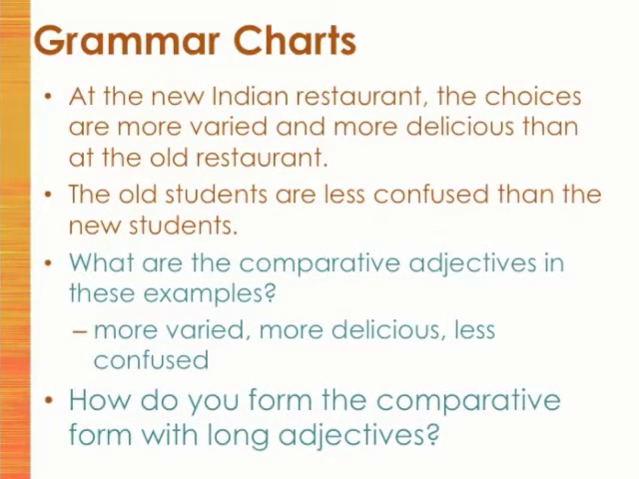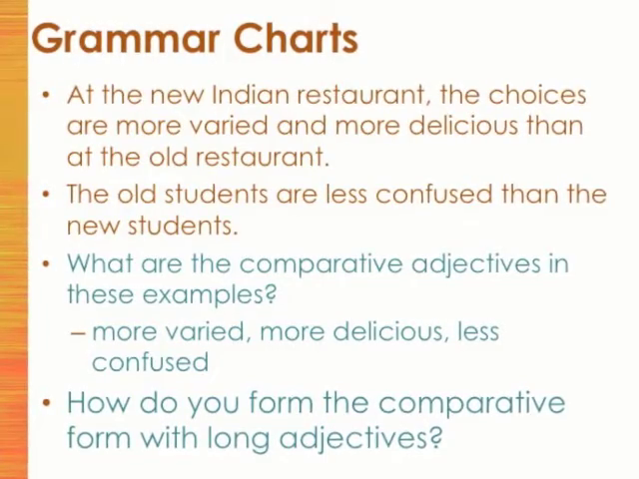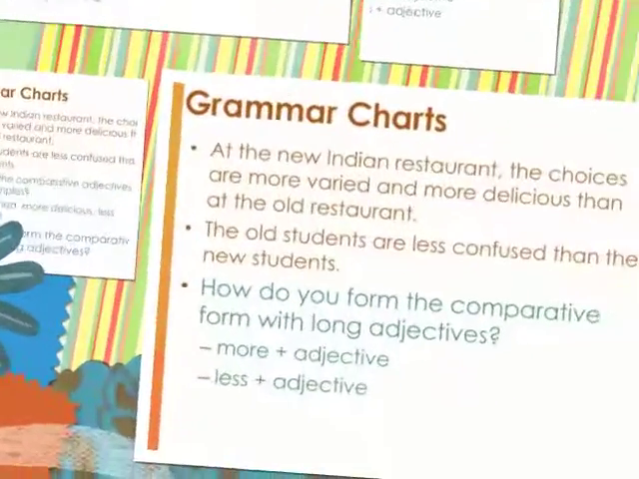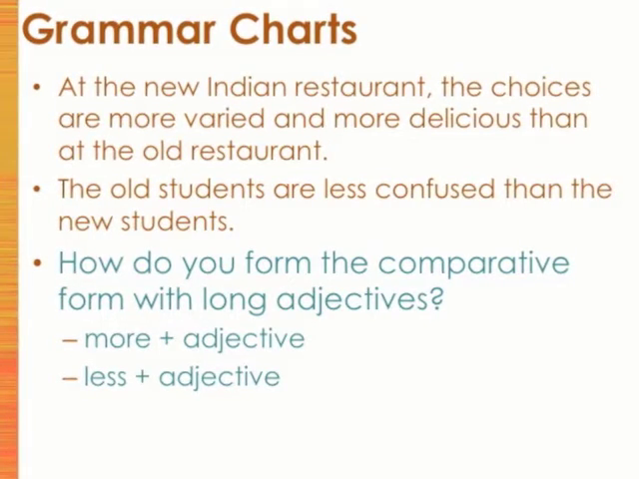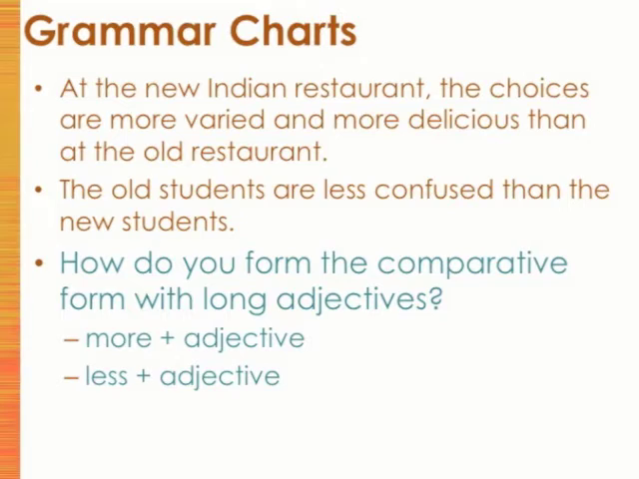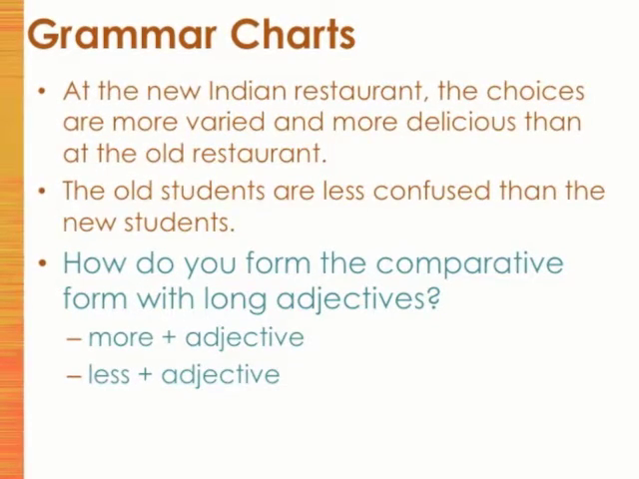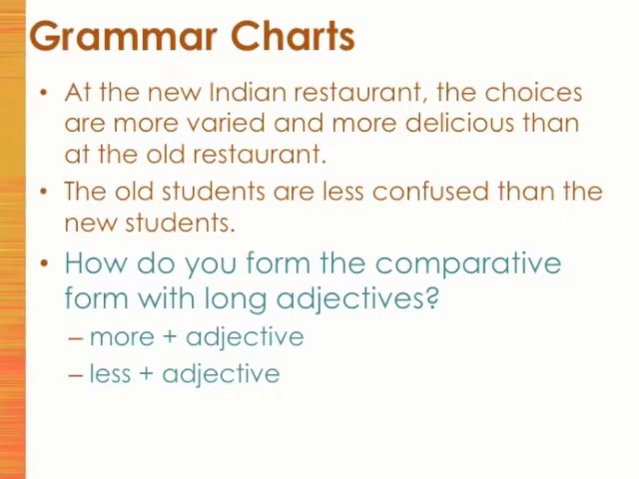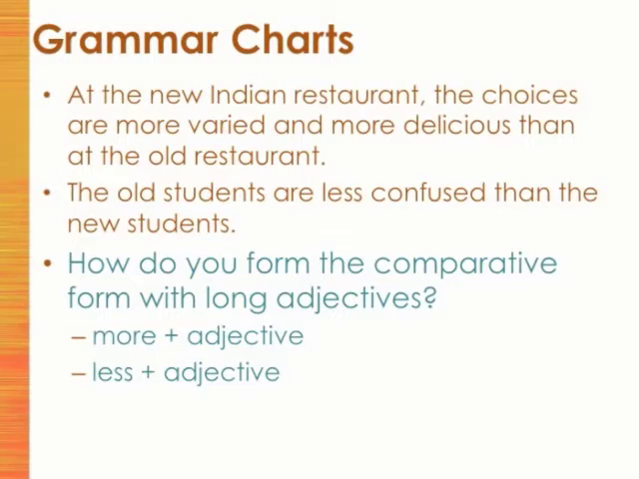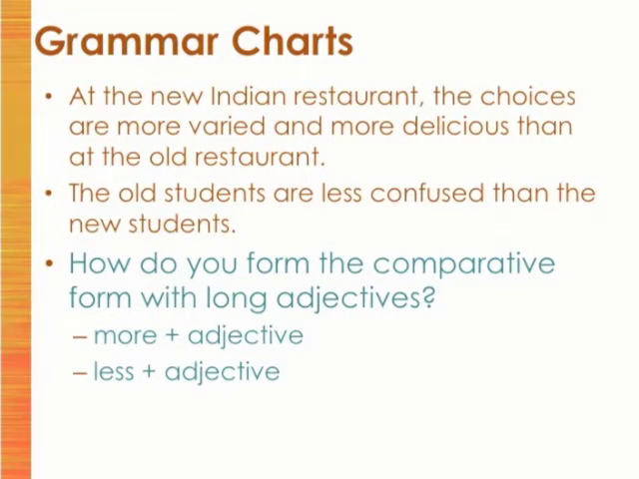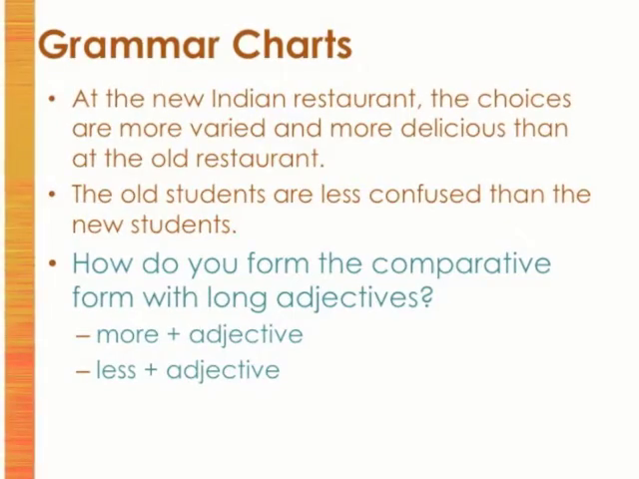So how do you form the comparative adjectives with long adjectives? You can use more plus the adjective or less plus the adjective. Here, long adjectives are any adjectives that have 2 or more syllables. So if it has 3 syllables, you will go ahead and use more or less. If it has fewer than 3 syllables, you'll go ahead and add ER.